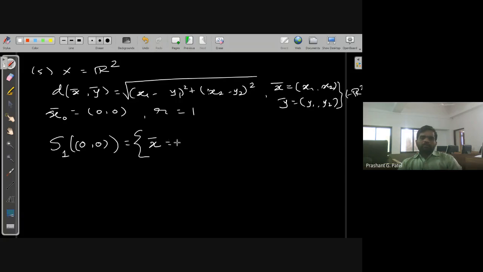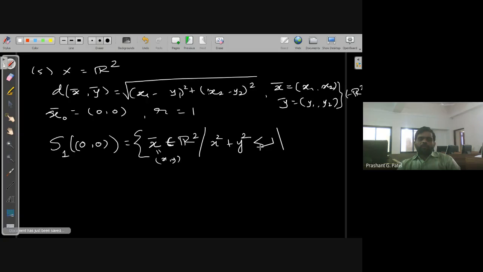So it is the set of all x bar belonging to R square such that, yes, it is x minus 0 square plus y minus 0 square. If I say this x bar is xy, then it is x square plus y square less than 1, because we have taken the radius as 1. So what does this represent? It represents a disk with center 0, 0 and radius 1.